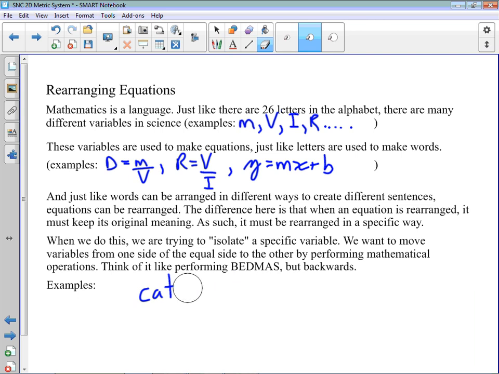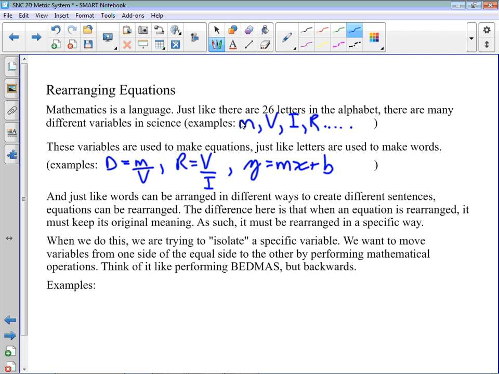When we're looking at equations, however, when you rearrange an equation, you still essentially have the same equation. You're still saying the same things. You're just looking at it from a slightly different perspective. So, let's look at some of the examples that we had up above.